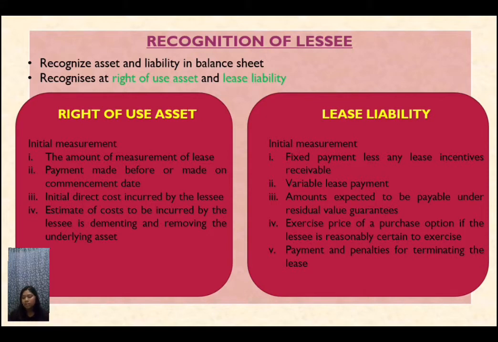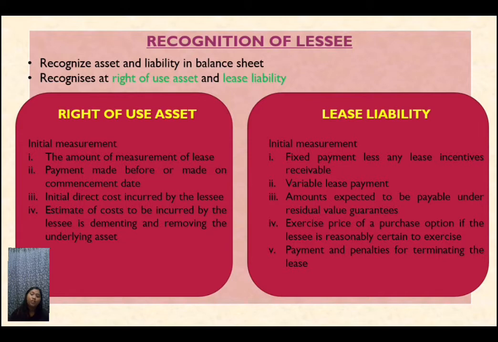For initial measurement, the cost of the right of use should be equal to all four of these, as you can see: the amount of the initial measurement of the lease liability, lease payments made before or on the commencement date, and initial direct costs incurred by the lessee. Examples of initial direct costs are legal fees and commissions, except for marketing costs. And lastly, the estimate of costs to be incurred by the lessee in dismantling and removing the underlying asset.